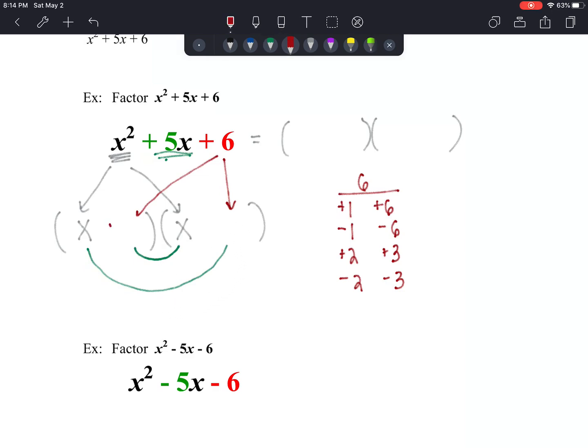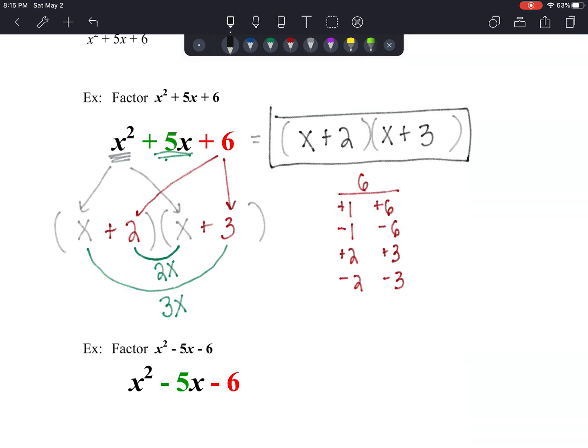I'm going to try the 2 and the 3. Positive 2, positive 3. That gives me a 3x on the outside, a 2x on the inside. 3x plus 2x is 5x, and that's exactly how this factors: x plus 2, x plus 3. This method is called trial and error, and I think it's a fantastic way to factor. Let's try the next one.